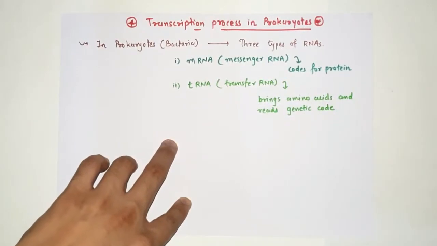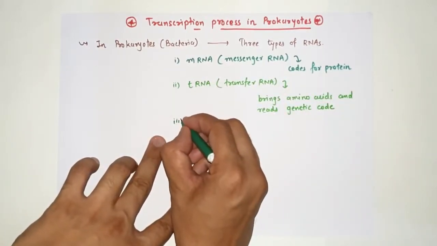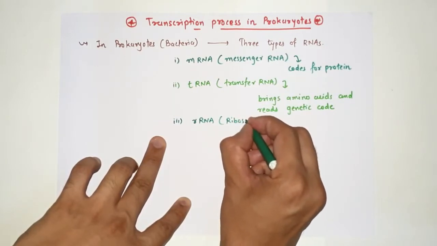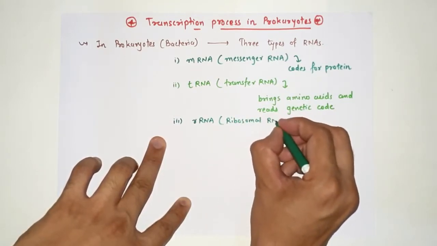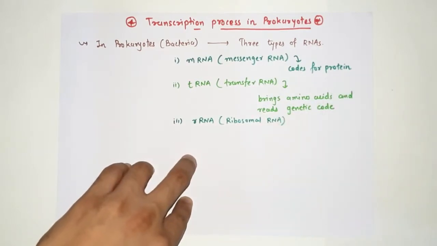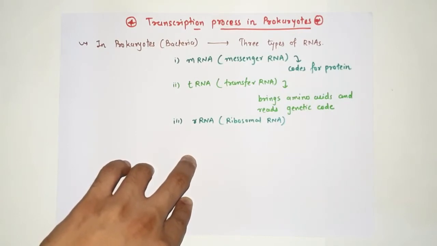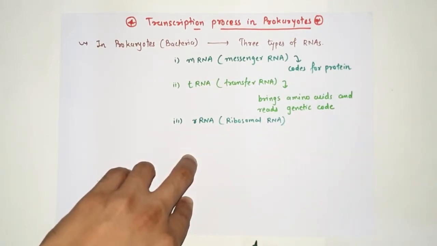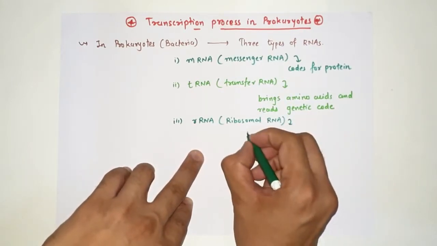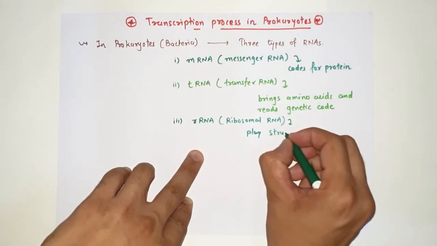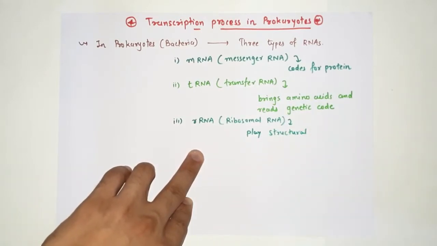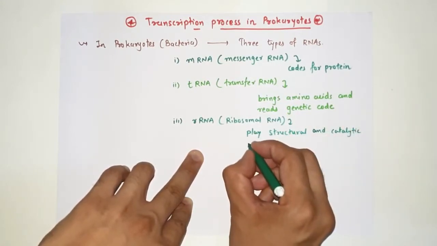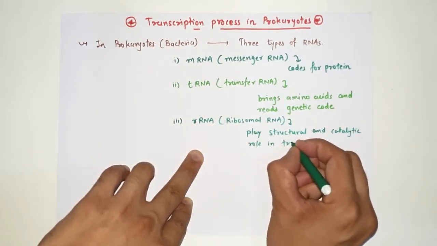And the third type of RNA is known as rRNA, that is ribosomal RNA. Okay, so the third type is ribosomal RNA. Ribosomal RNA mainly catalyzes the important function during the translation, and therefore we can say that the rRNA plays a structural and catalytic role in the process of translation.